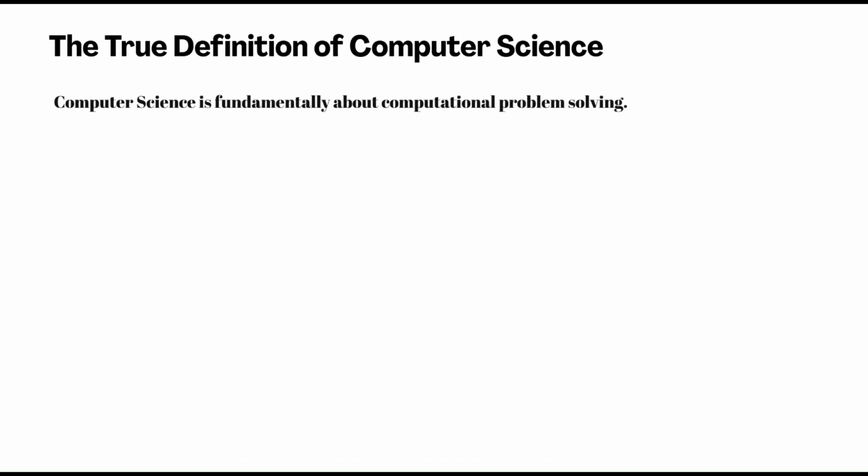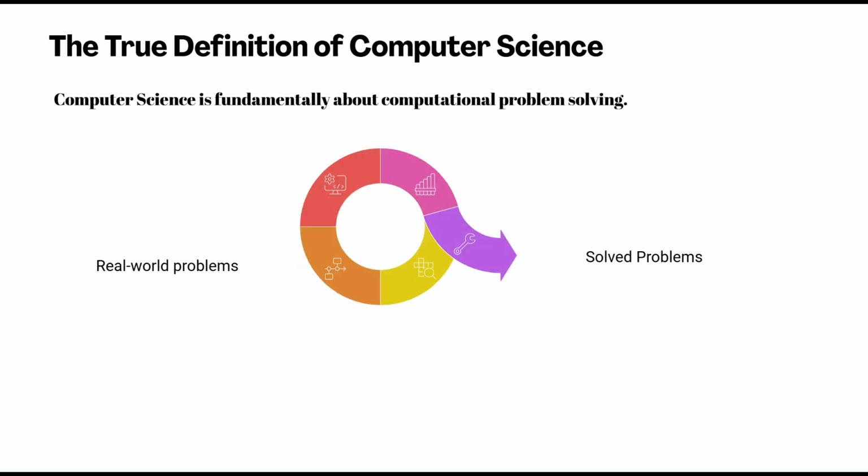So, what is the exact definition of computer science? Computer science is fundamentally about computational problem solving. Let us break that down. What is computational problem solving? Problem solving here means we are going to solve a real world problem, and computation means we are going to use algorithms, computers and logical thinking to solve a problem. So we have this real world problem and we turn it into a solved problem using a computer.